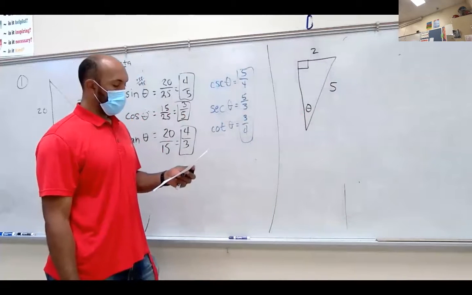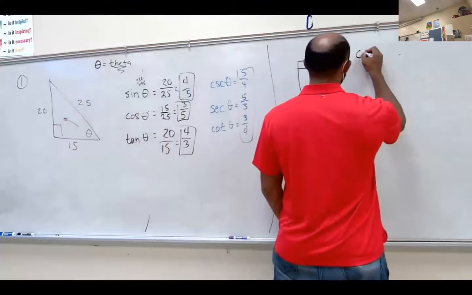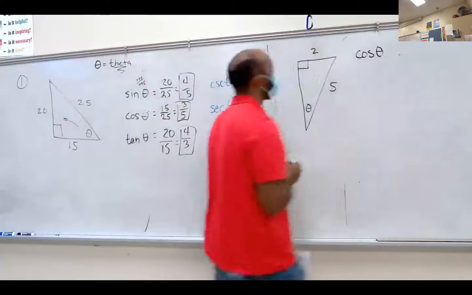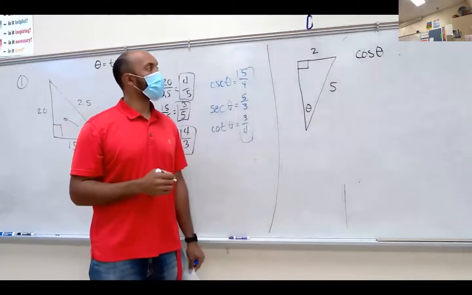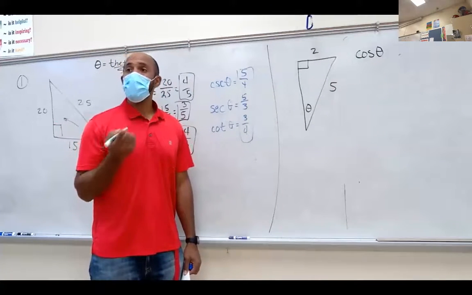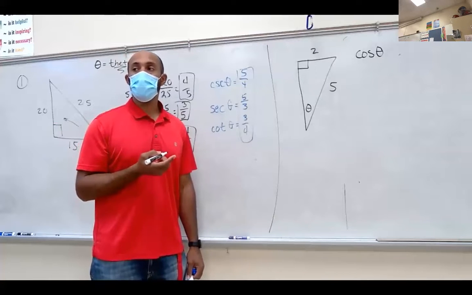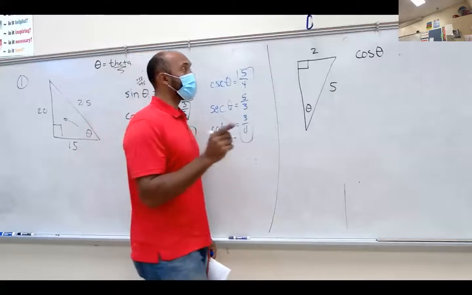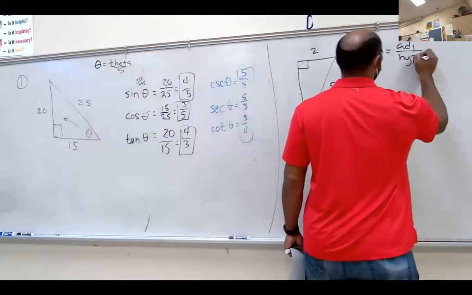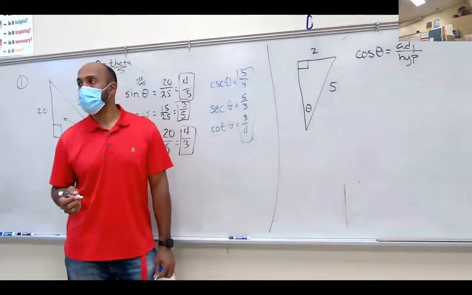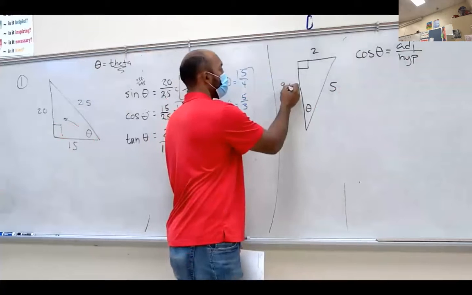Right now I'm just going to focus on cosine. Cosine of theta. Okay, cosine, which sides do we need? Opposite and hypotenuse. Not opposite. You need the adjacent side and the hypotenuse. Do we have both of those? We're missing which one? Adjacent. We're missing this one right here.